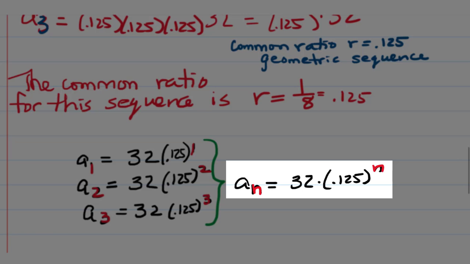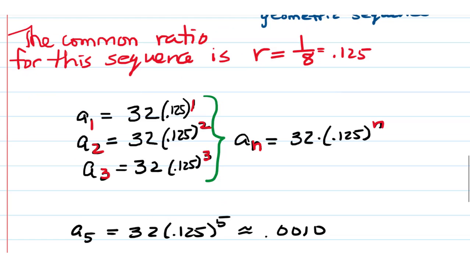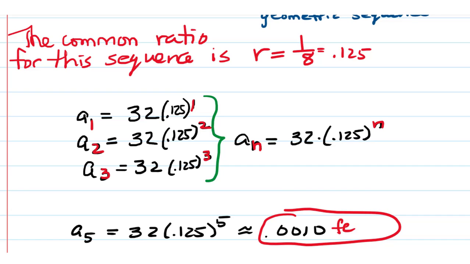So the common ratio 0.125 will be raised to the nth power when we're talking about the nth term in the sequence. In the case of the fifth term then, 32 times 0.125 to the fifth power, and in our example, the height of the fifth bounce of the ball in feet.